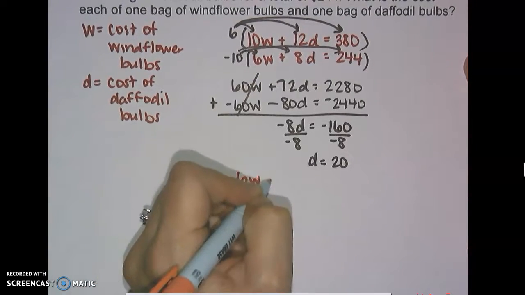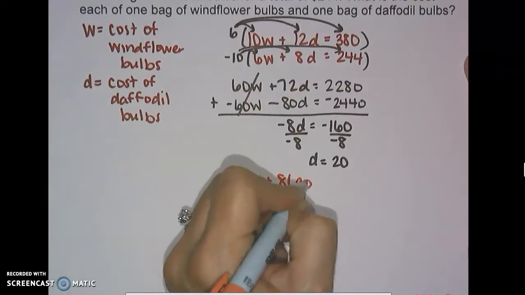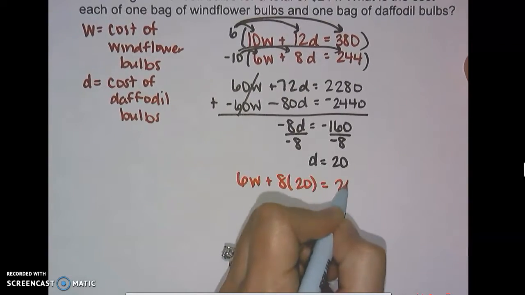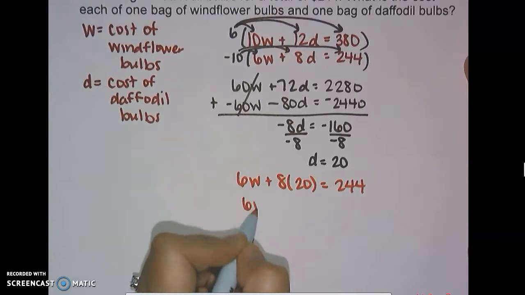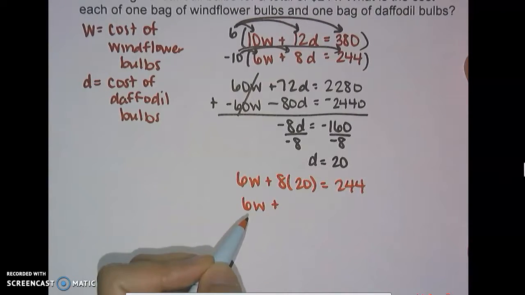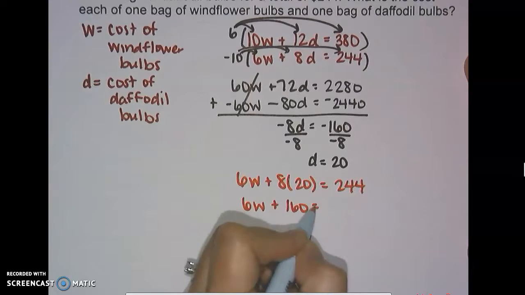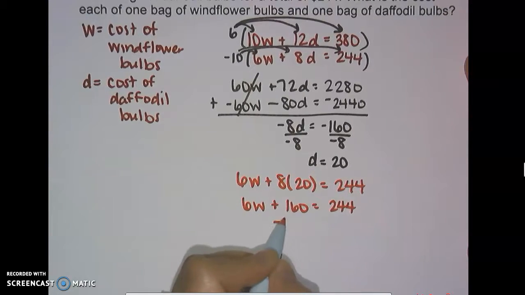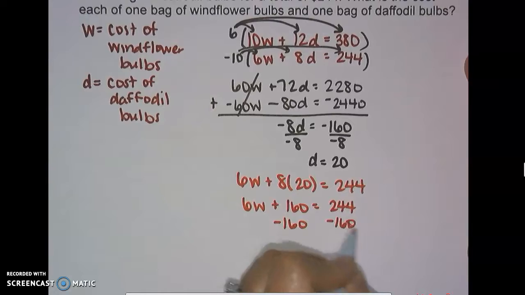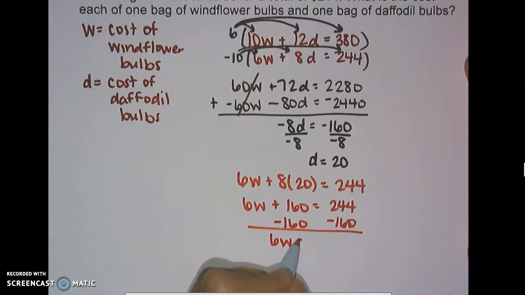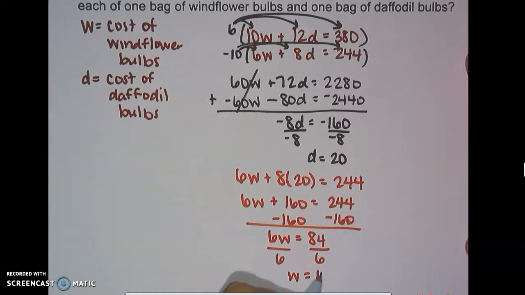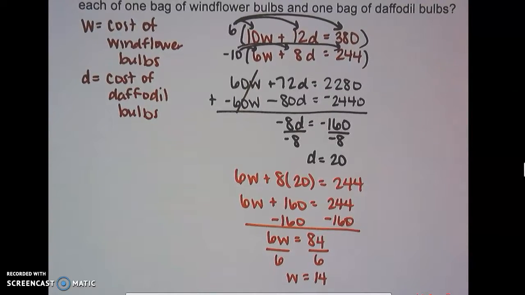So we have 6W plus 8 times our D was 20 equals 244. So that means that 6W plus 160 is going to equal 244. And then we have our two-step equation to solve. So we're subtracting 160 and getting 6W to equal 84. Dividing both sides by 6, we get that W equals 14. So again, that answer makes sense based on the situation that we're given here.